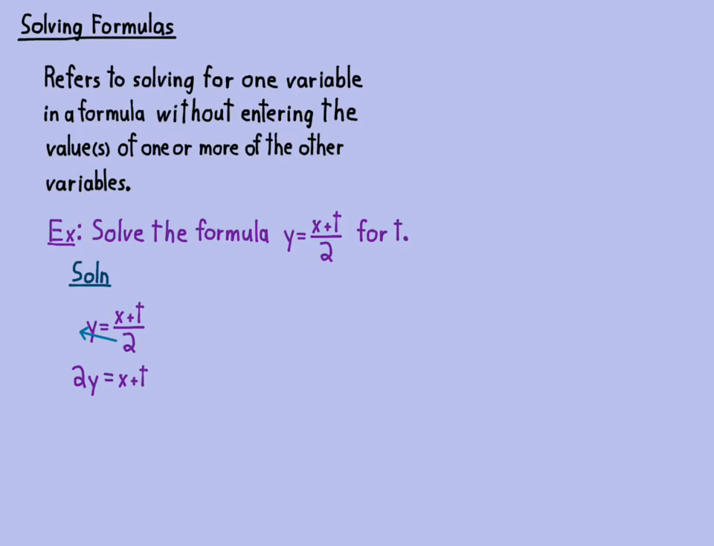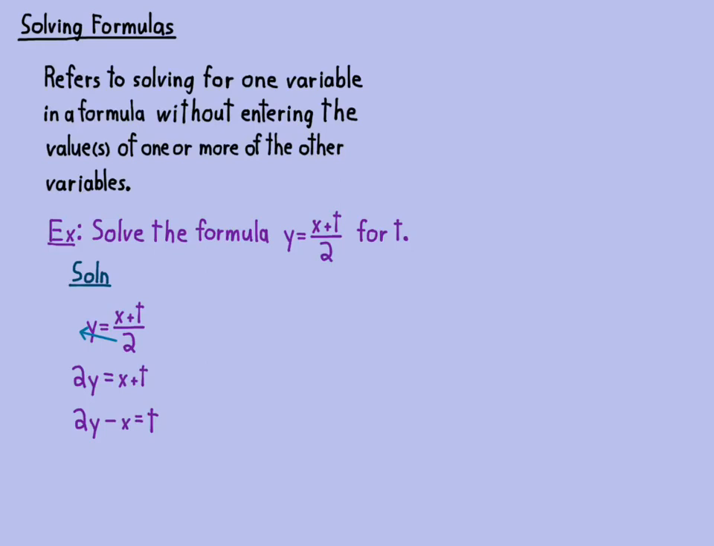And then if I'm trying to solve for t, I want to get the x away on the other side of the equation. So if I move a term to the other side of the equation, it becomes the opposite sign. So it's going to be 2y minus x equals t. You can think of it as subtracting x from both sides if you want. It's the same thing. Okay?